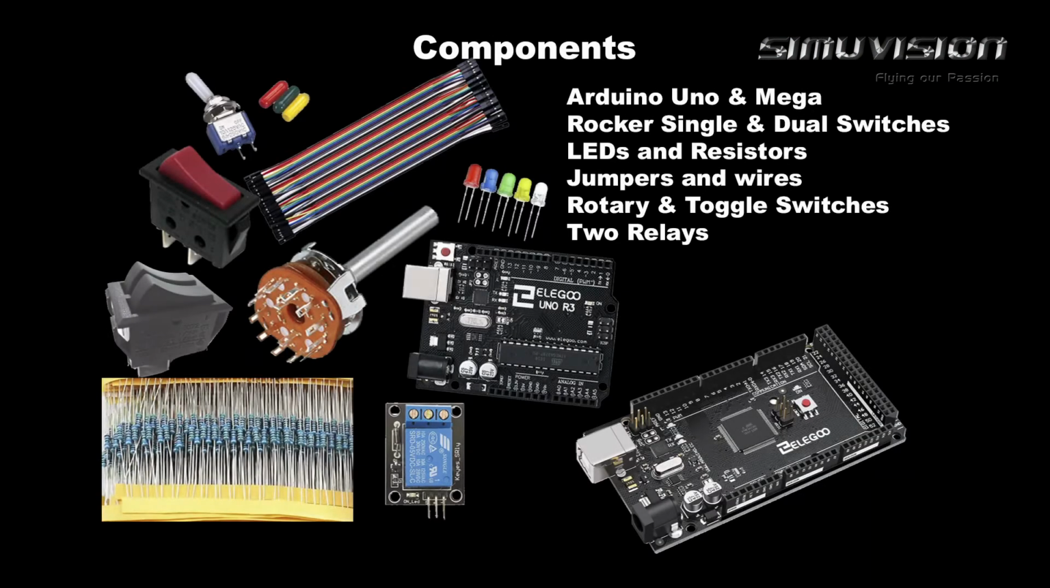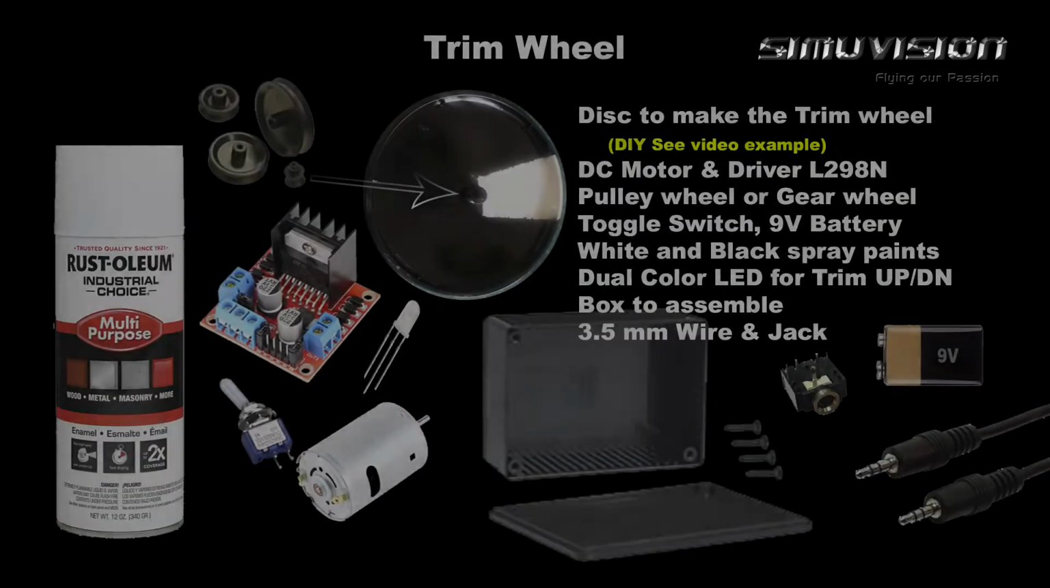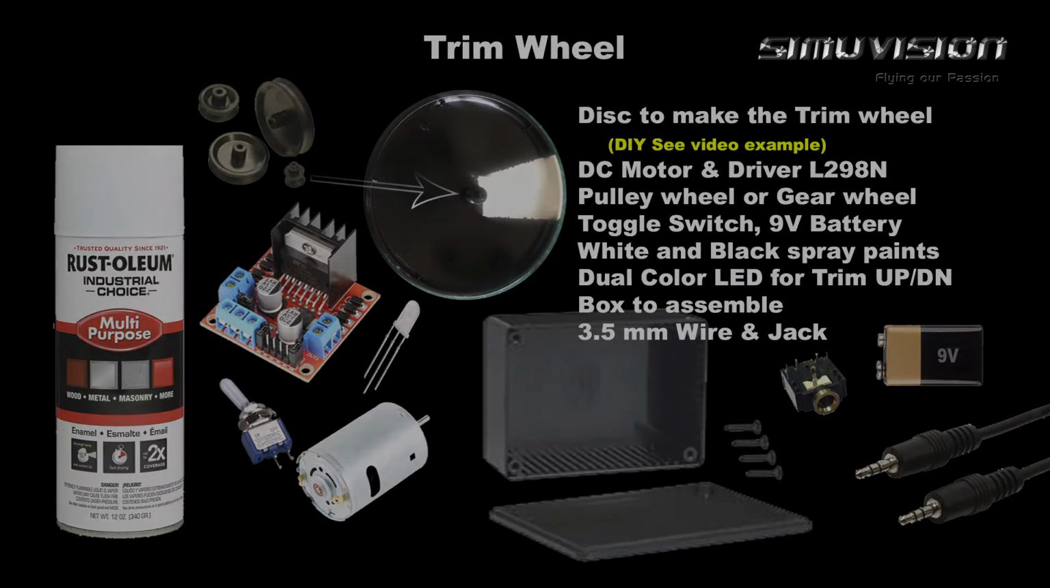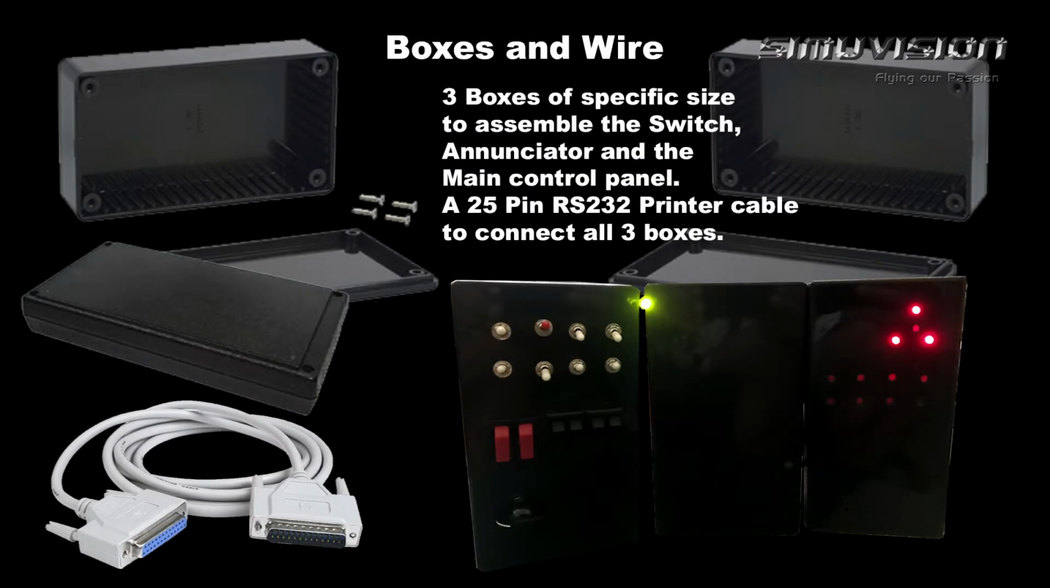So, let's begin. With the components, we mainly use the Arduino Uno and Mega 2560, with rocker switches, LEDs, resistors, jumpers, rotary and toggle switches, and relays. For the trim wheel, we use the disc of a container. It's very interesting, we'll see the video in the end, with pulley gears and other equipment. And for the boxes, we use project boxes. For our requirement, we used a specific dimension, along with a 25-pin RS-232 printer cable to connect all these three boxes together.